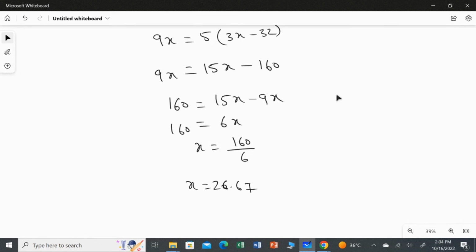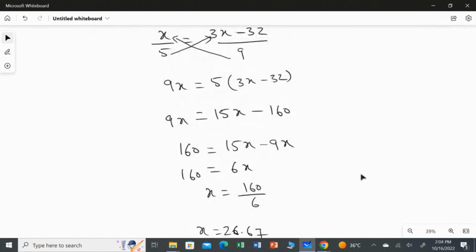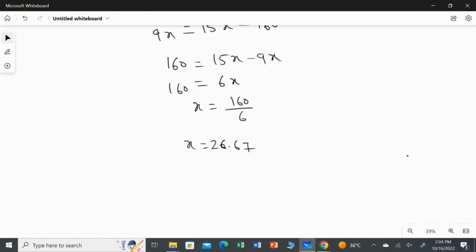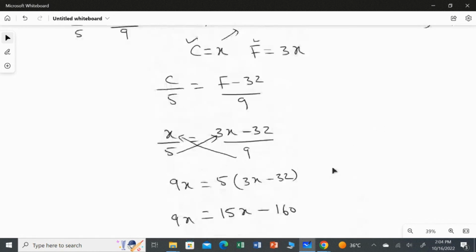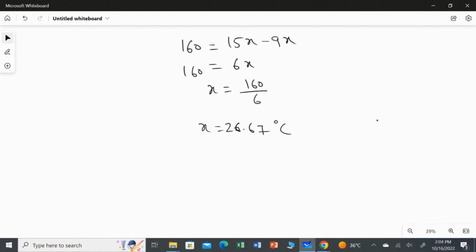And what is the unit of x? We have to see this equation, x is equal to Celsius. So what is the unit of x? Degree Celsius. Now, once you find the value of x, we can easily find our Fahrenheit. What is our Fahrenheit? Fahrenheit is equal to 3 times x. Take this x value and substitute here.